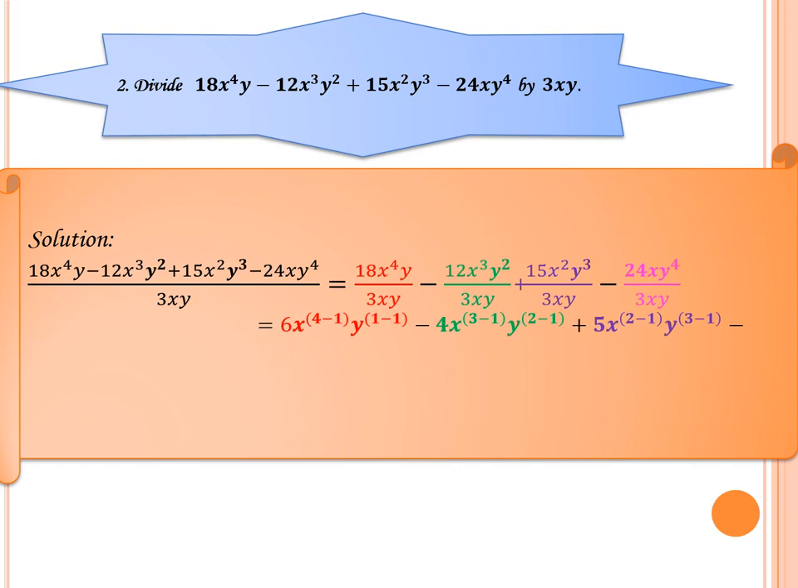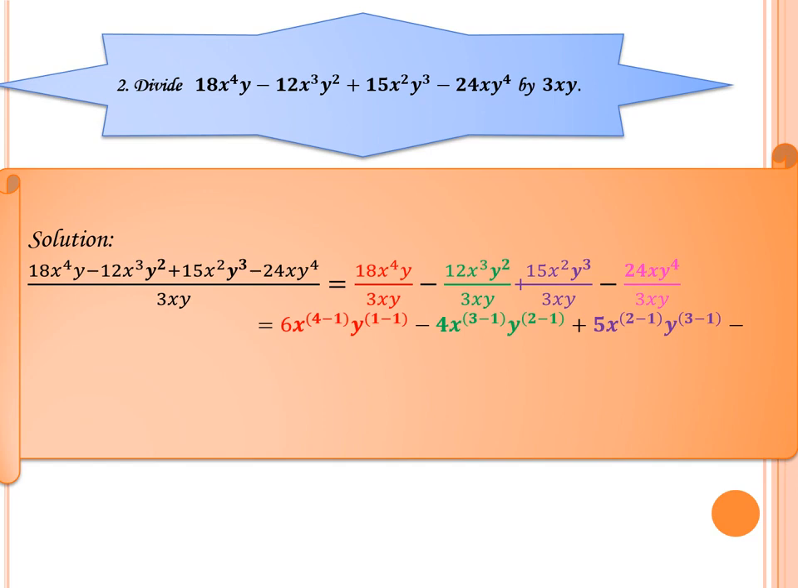Number 2, okay? So, 18x to the power of 4y divided by 3xy is just equal to 6x to the power of 4 minus 1, y to the power of 1 minus 1. Since 18 divided by 3 is just equal to 6, and x to the power of 4 divided by x is just equal to x to the power of 4 minus 1. And y divided by y is just equal to y to the power of 1 minus 1, or just y to the power of 0, right?